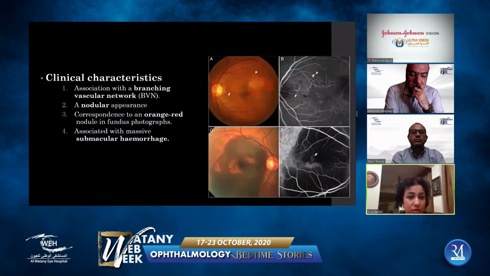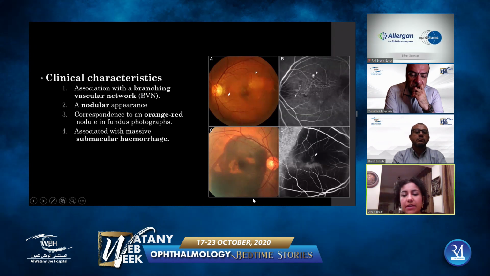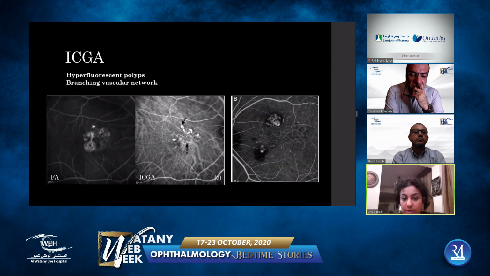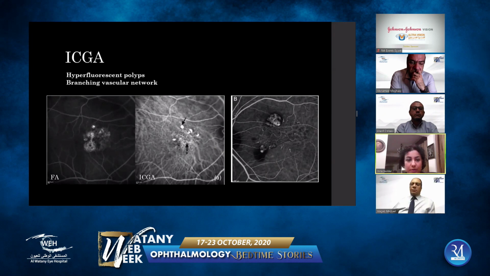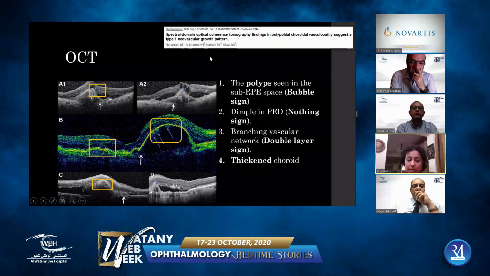Clinically, how can I suspect those cases? They usually have a branching vascular network. They're usually more orange, and they're usually more nodular in appearance than your average AMD, and they can present with massive submacular hemorrhage or vitreous hemorrhage. ICGA is diagnostic, although not available in Egypt. It shows those hypercyanescent polyps at the border of the lesion with the branching vascular network as the ICGA progresses later in the frames.